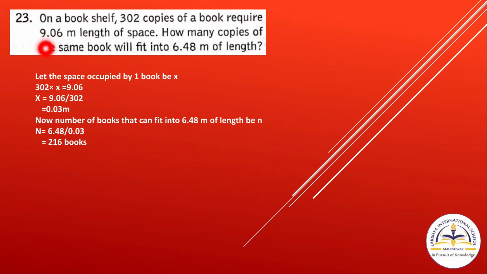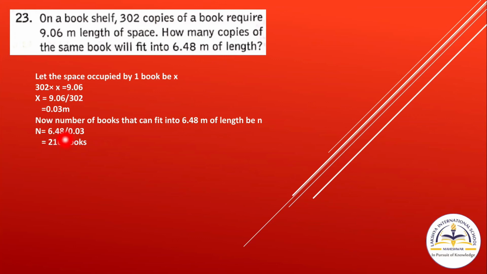Now question number 23. On a bookshelf, 302 copies of a book require 9.06 meter length of space. How many copies of the same book will fit into 6.48 meter of length? Now let the space occupied by one book be x. So 302 multiplied by x equals 9.06 meter. Now you have to divide them, then you will get the value of x, that is 0.03.